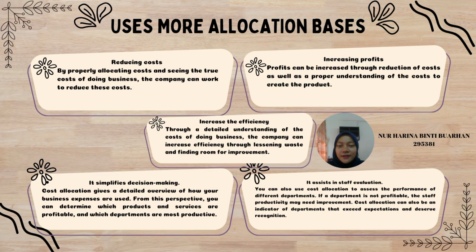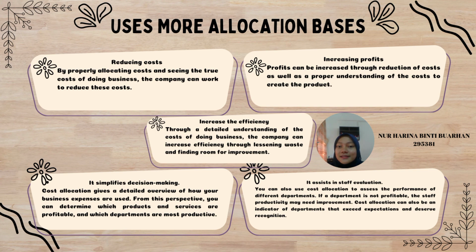Now we will look at the benefits of using more allocation bases. The first one is reducing the cost. By properly allocating the cost and seeing the true cost of doing business, the company can work to reduce this cost. This allocation will help a company to determine the amount of cost to produce each item. Managerial accounting practice typically provides the tools and guidelines necessary to allocate the production costs. A few features relating to the importance of cost allocation include staying on budget, costing goods to meet the profit goals, and tracking inefficient production.